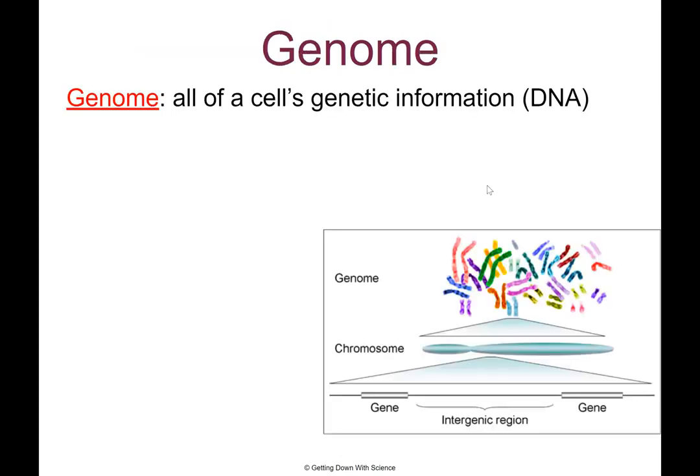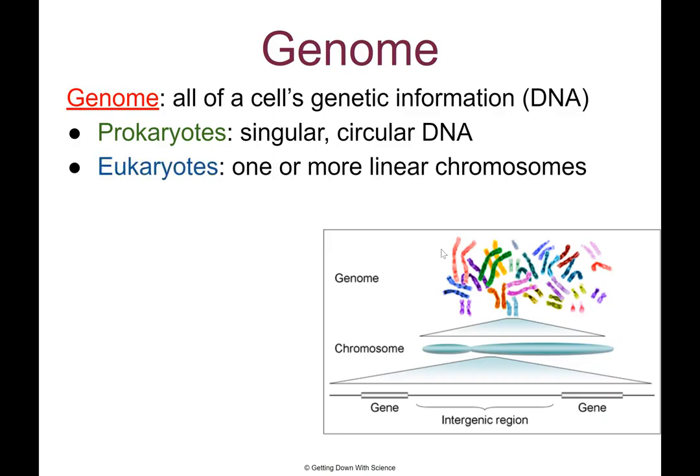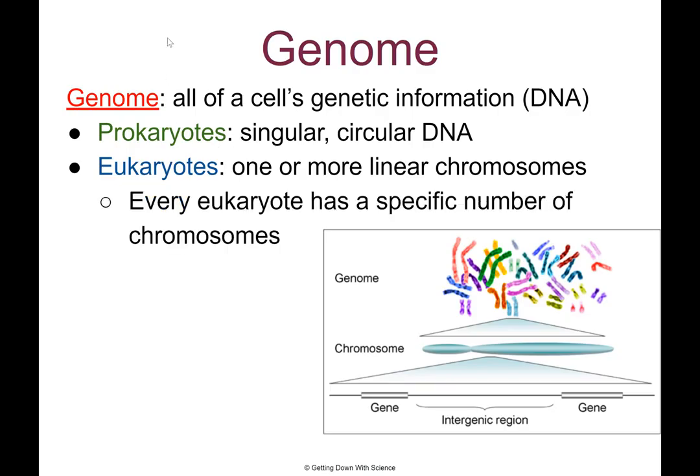The genome is all of the genetic information. Therefore, we're saying all of the DNA that's found in an individual cell. Prokaryotes are going to have a singular circular DNA. So there's just one ring of DNA, but then they have some other little rings that have extra stuff, but that's not their key DNA. Eukaryotes are going to have one or more linear chromosomes. All of these that we're looking at in this picture are linear. So that's what our X's form out of.